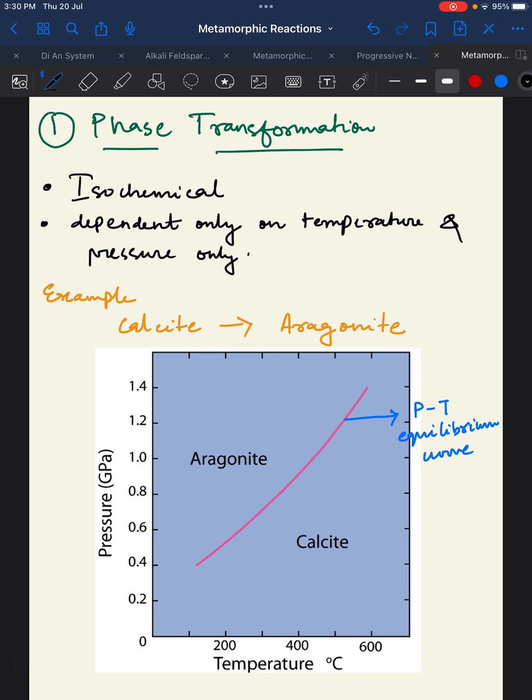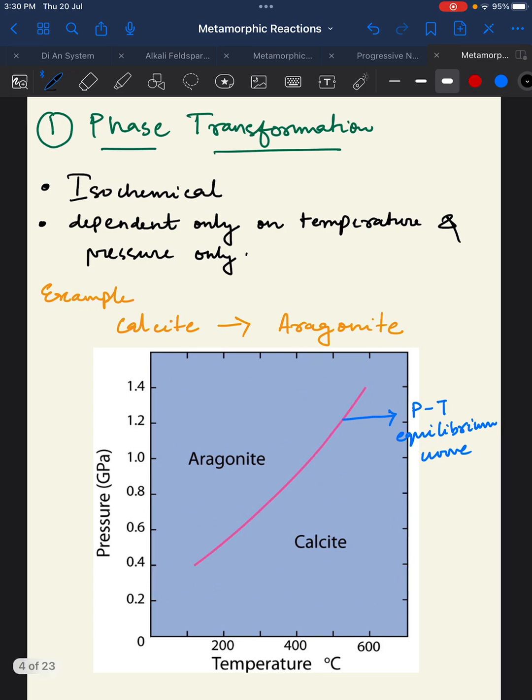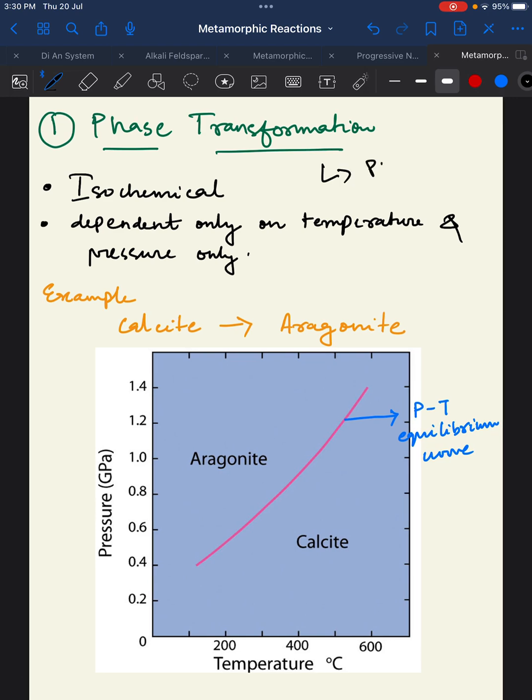So phase transformation. In phase transformation, these are generally isochemical and they are dependent only on temperature and pressure. So phase transformation is also called polymorphic transformation. Here we have an example of calcite and aragonite.